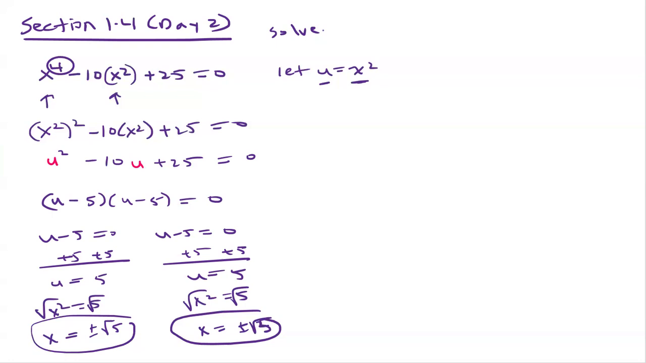Okay, so why don't you guys try it? Let's say you have 2x to the fourth minus 5x squared minus 12 equals 0. So you've got 2x to the fourth minus 5x squared minus 12 equals 0.